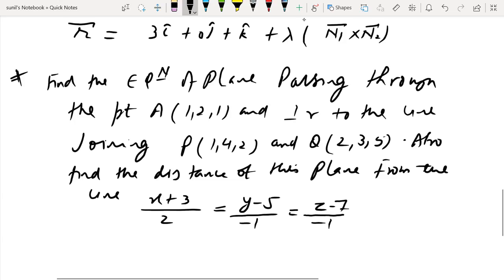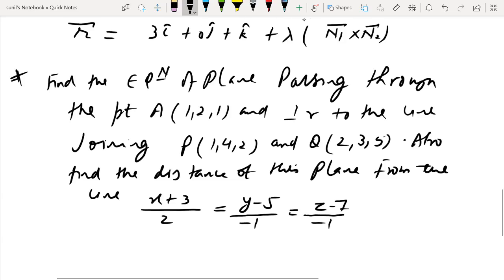Okay, the plane is perpendicular to the line joining this. It means, you can say that if the plane is perpendicular to the line joining this, the line will be along the normal. So the normal vector will be along the PQ vector. So now let us find it, how to describe this.